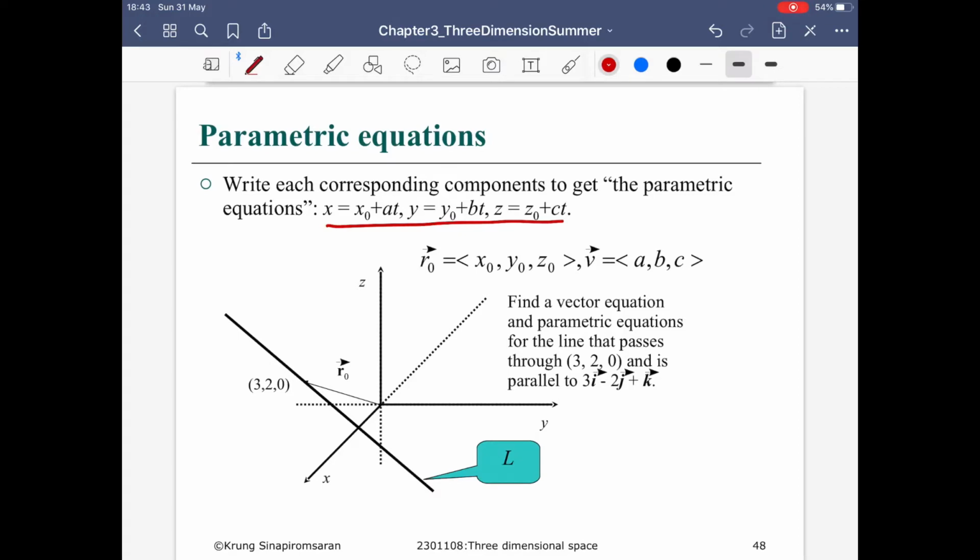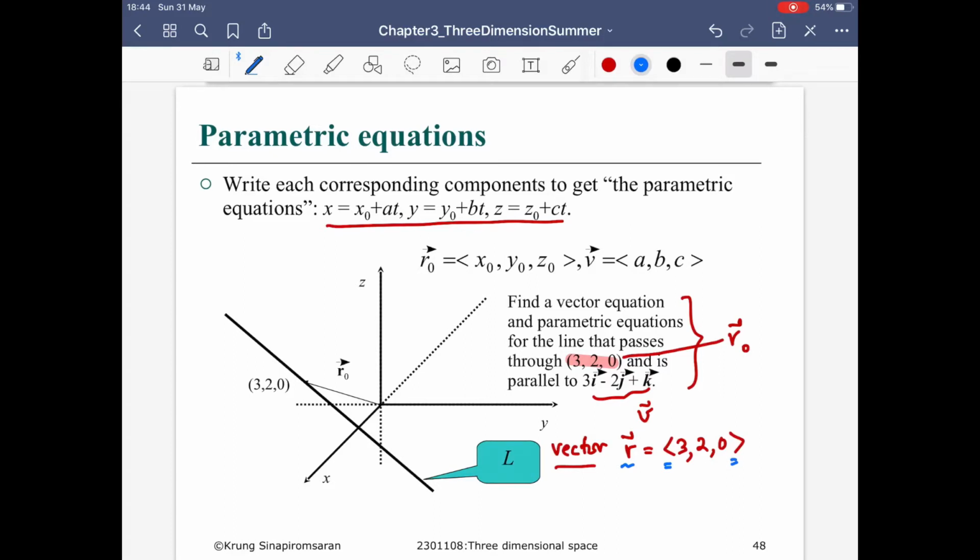Okay, so for example, if you need to find the vector equation and the parametric equation for the line that is passing through this point, here's your r0 and there is your v. If you're talking about the vector equation, it is very simple. You have r equals your r0. Just don't forget that at the beginning this is the point, but when you're talking about the equation of the line, on your left hand side is a vector, so on your right hand side everything must be a vector as well.